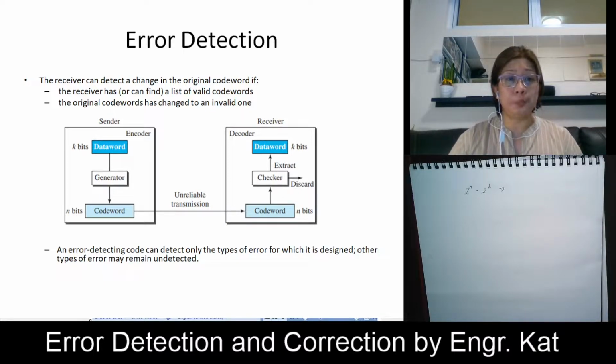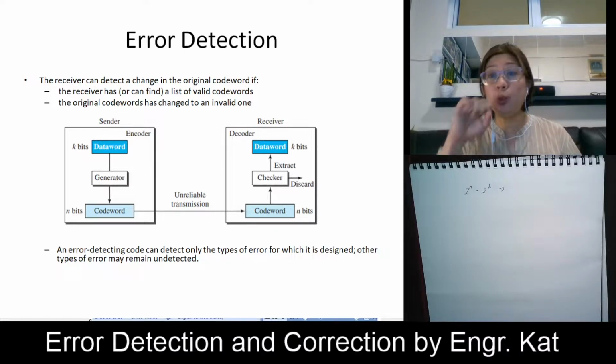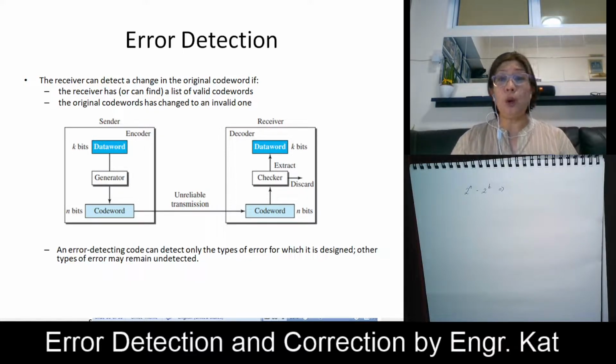If these two conditions are observed, a receiver can detect a change in the original code word. The process of error detection in block coding is shown in this figure. If you look at the figure, the sender creates code words. How? The sender creates code words out of data words by using a generator that applies the rules and procedures of encoding.